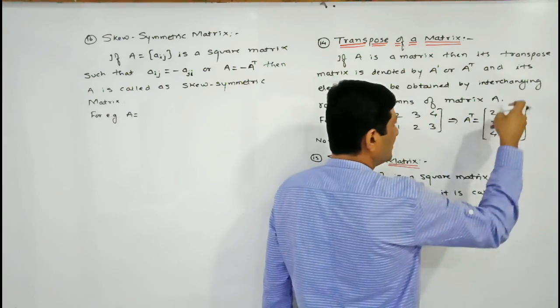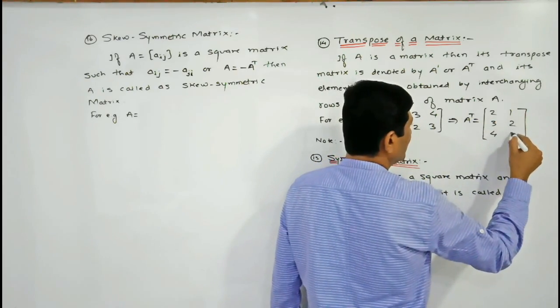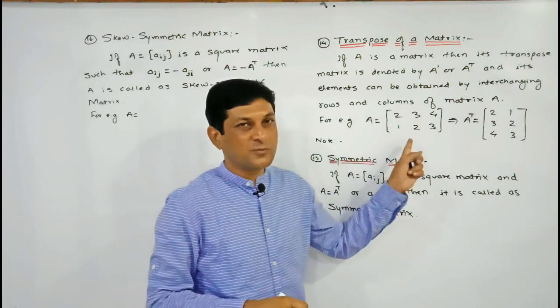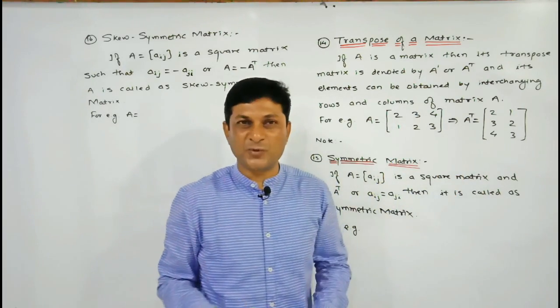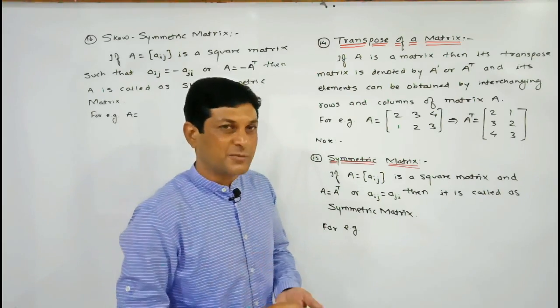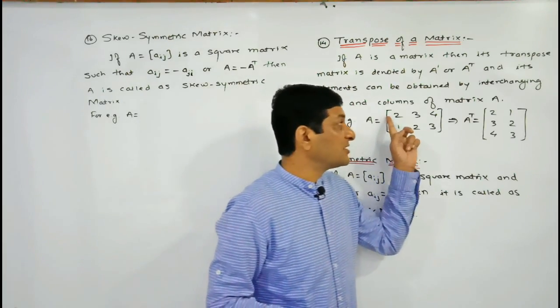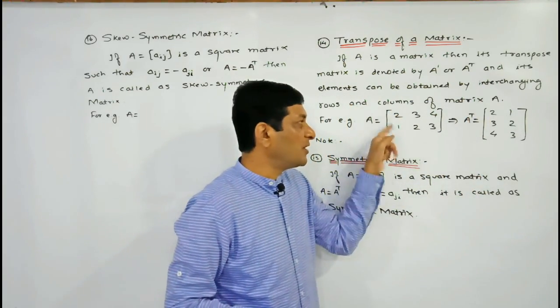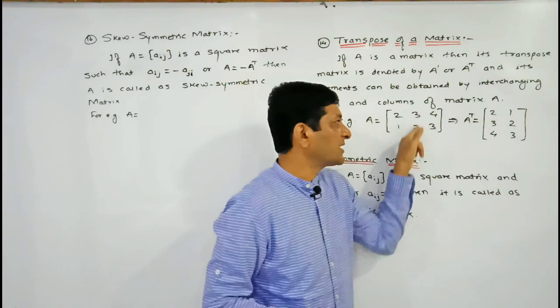Convert second row into second column, 1 2 3. So the new matrix which you have got by interchanging rows and columns of this matrix is called the transpose of a matrix. Simply, you have to interchange the rows and columns. Here we have interchanged rows into columns. Or in other words, the first column will get converted into first row, second into second row, third column into third row.